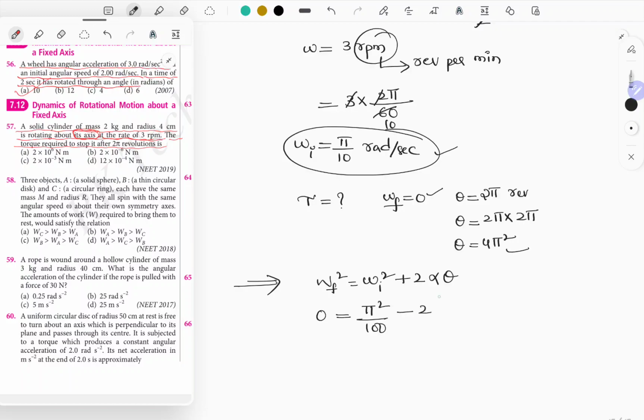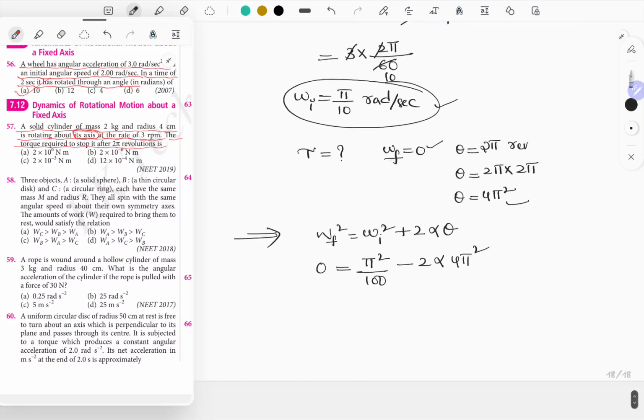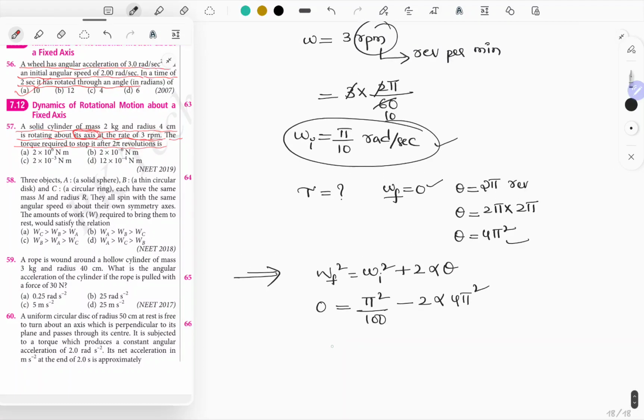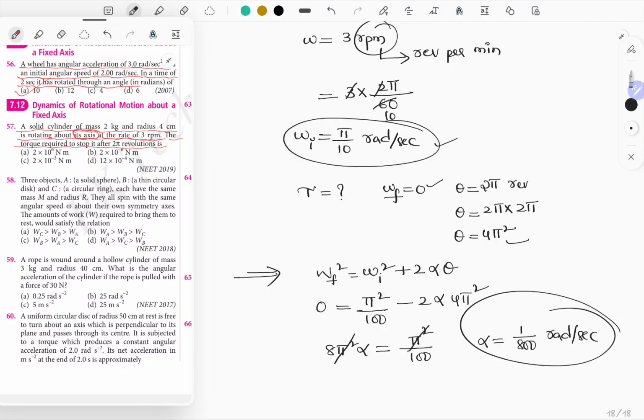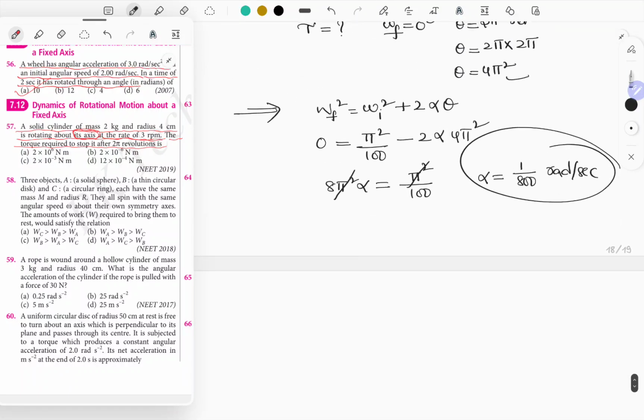So minus 2 alpha theta is 4 pi square. So finally it is going to be 8 pi square into alpha is equal to pi square by 100. Pi square will get cancelled out and alpha is equal to 1 by 800 radian per second square. Now what's the thing we have to find out? We have to find out torque, right?